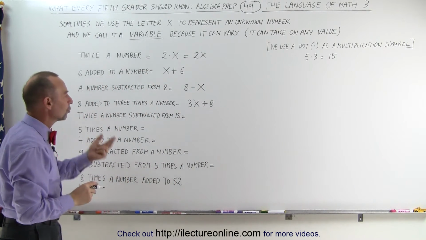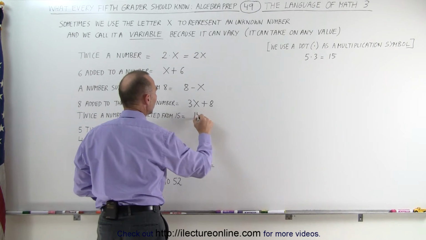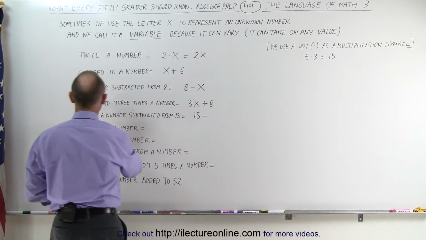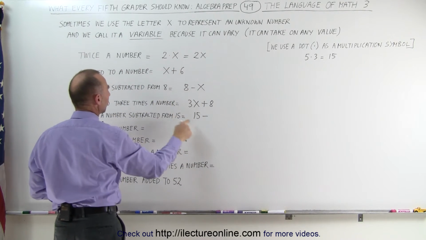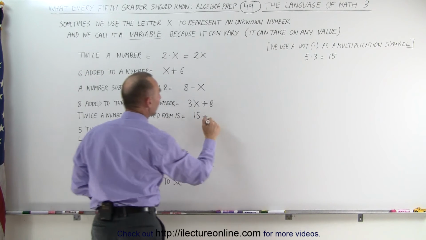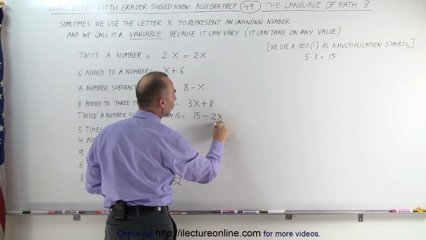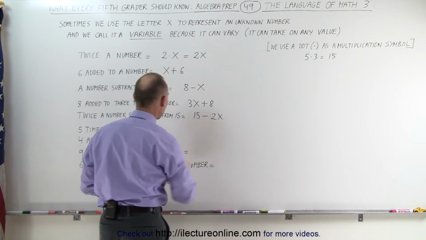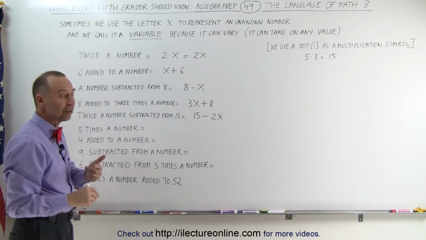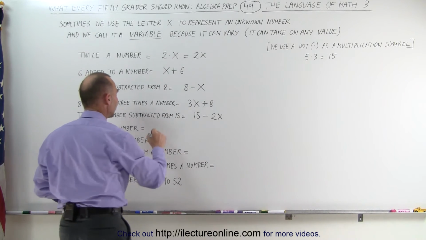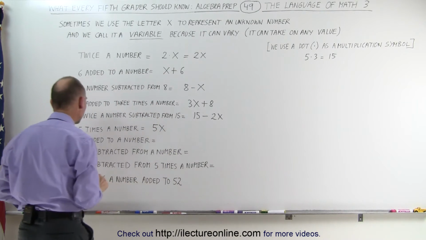Twice a number subtracted from 15. So we have the number 15, we're going to subtract from that twice an unknown number. Remember, twice a number was 2x, so when we subtract that from 15, we get 15 minus 2 times x, or 2x, twice an unknown number subtracted from 15. 5 times a number, just like twice a number, we simply write 5 times x, or 5x. 5x means 5 times the unknown number x.